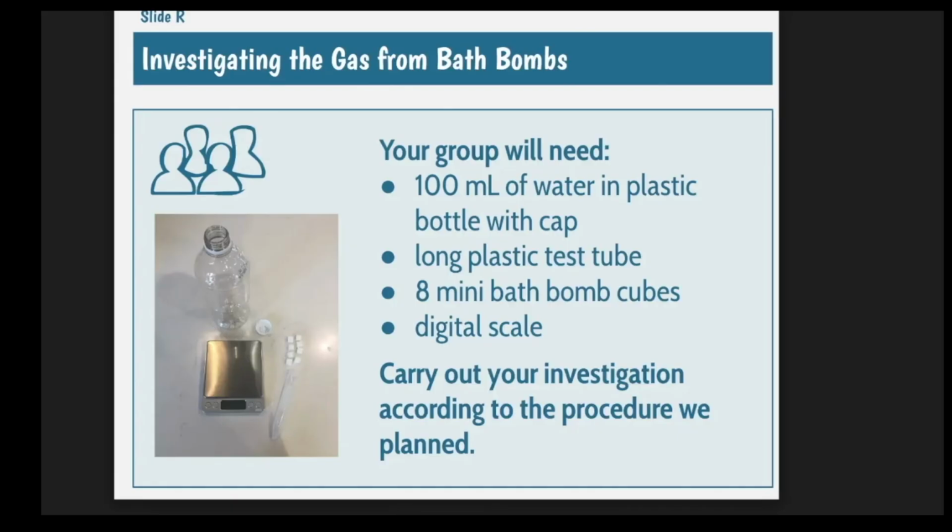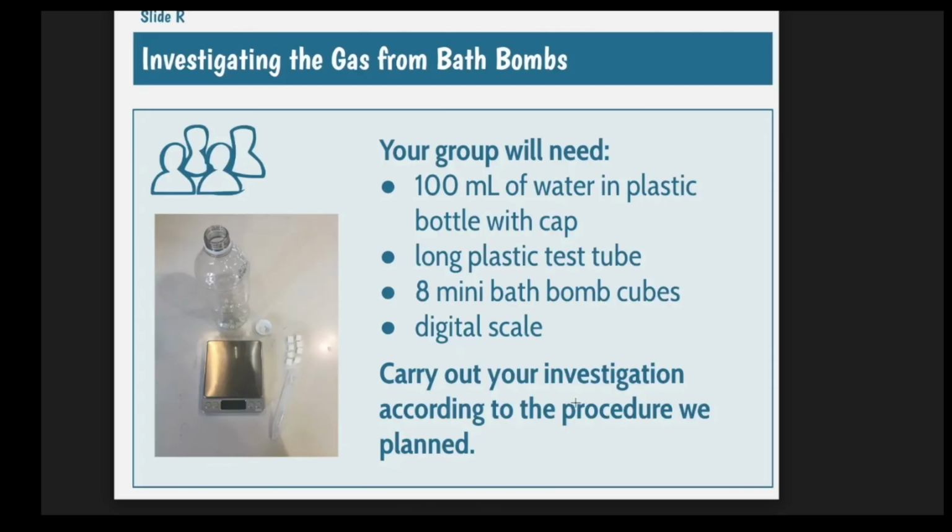You don't need 8 mini bath bomb cubes, although we are supposed to use several. But this lesson uses a lot of the B recipe bath bombs. So you're going to crush them up and put some in an open system in water and then in a closed system in water. And you're going to make a procedure with the students.